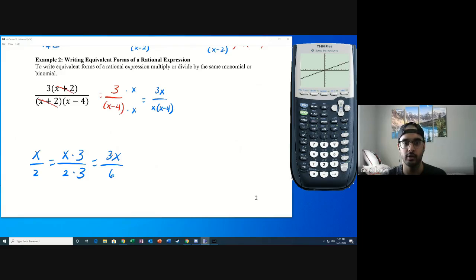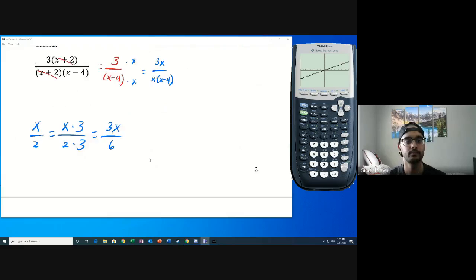Everything's okay here. You'll notice the 3 and the 6 could actually simplify to give you a half, which is the same thing as before. So by canceling out, by reducing, you're doing the same thing. Okay, so that original expression should match whatever it is you've multiplied by your simplified expression on the end. Okay, they're going to be equivalent.